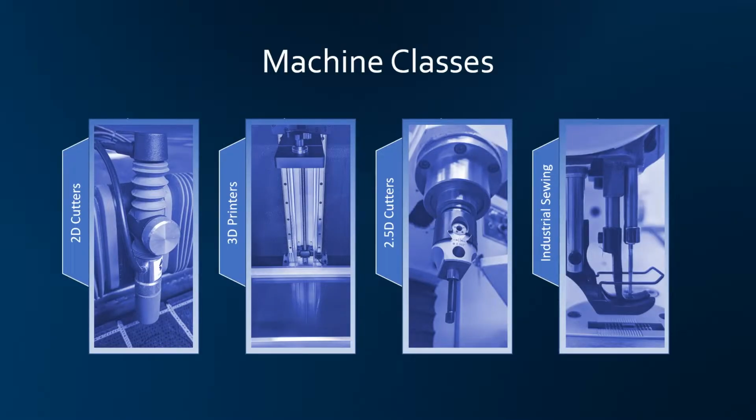So what are the machine classes that we're going to talk about today? We'll talk about two-dimensional cutters. That would be our laser cutters, our vinyl cutters, and our Waterjet cutters. We'll talk about our 3D printers. 3D printers we'll probably spend the least time on because 3D printers have the most exposure. There's tons of content available explaining how 3D printers work and the best things to use them for. 2.5 dimension cutters, these are going to be our milling machines. And we'll also briefly touch on industrial sewing machines because a lot of people seem to think they need one.